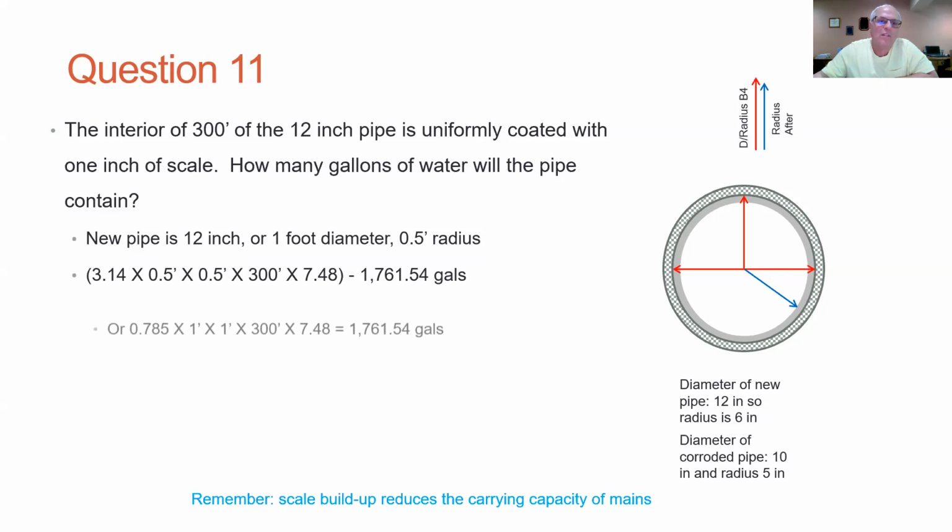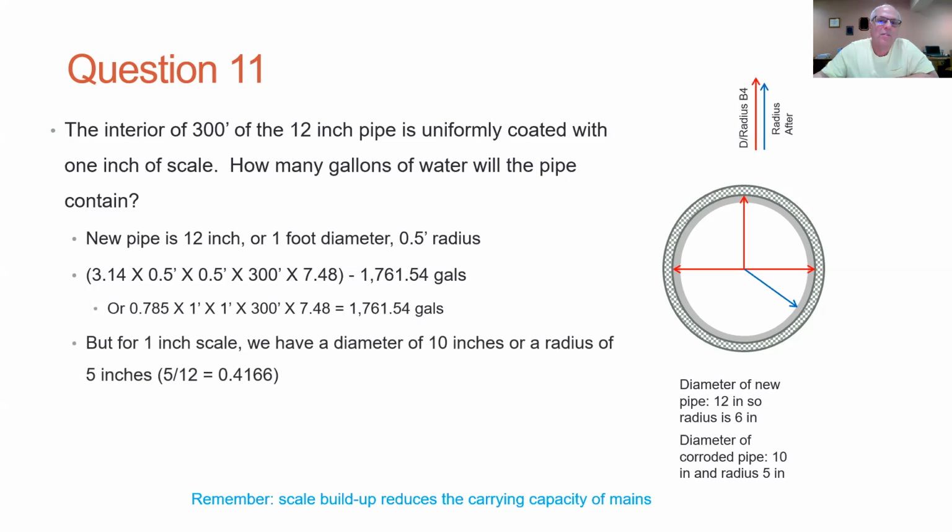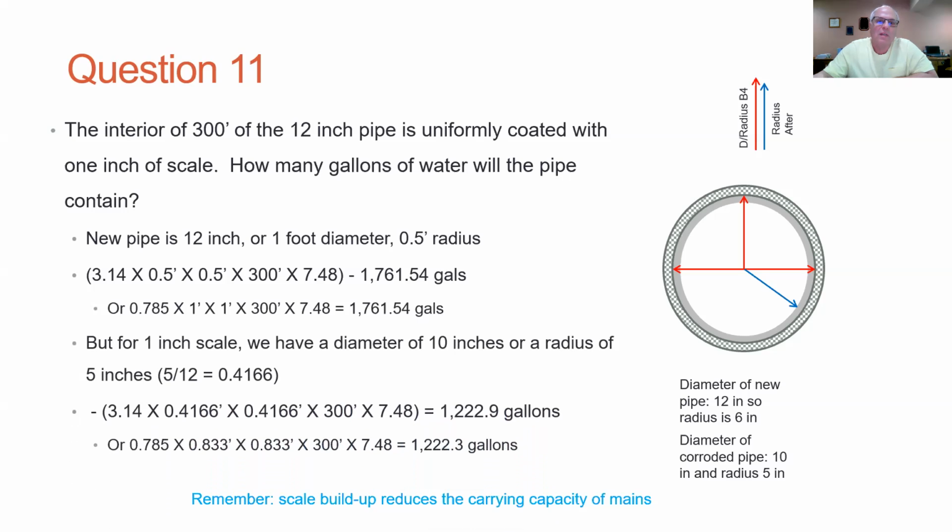And when I lose that 1 inch to scale over time, and I do that same calculation, now I'm using a 10-inch diameter, 5-inch radius. When I do that calculation, you see that I come up with 1,222.9 gallons. So I've lost 1,761 minus 1,222 gallons. That's about a 520 gallon difference over a period of a few years. That's a lot of water loss. A lot of ability to carry water has been lost because of the 1 inch scale.